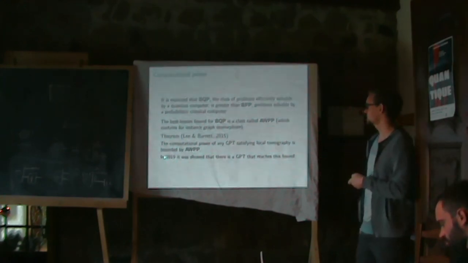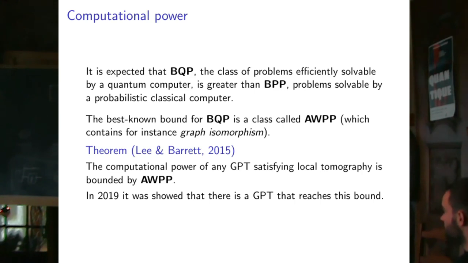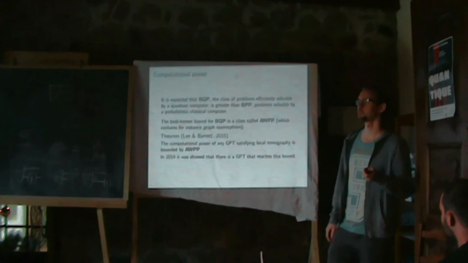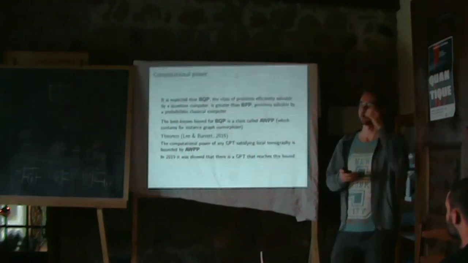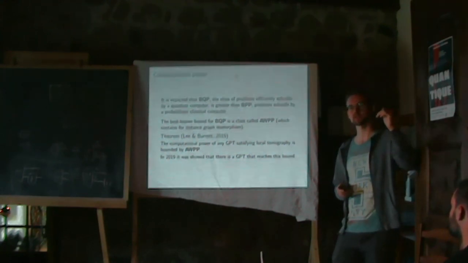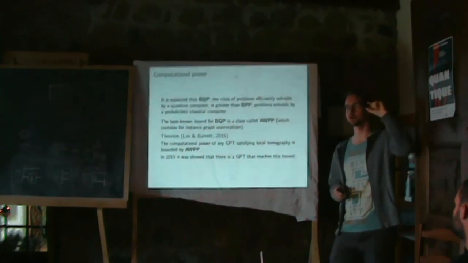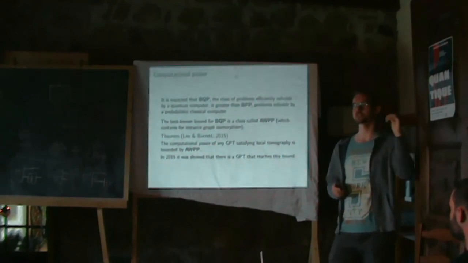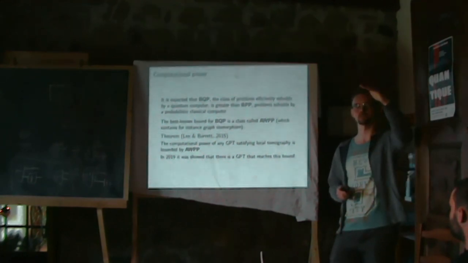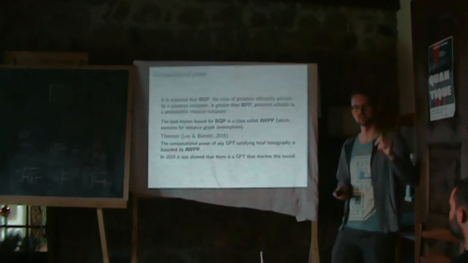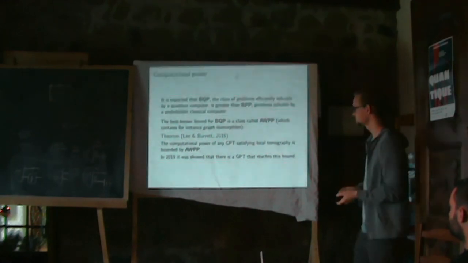I just want to say that in 2019 they also found a GPT that actually reaches the bound of AWPP. It's quite an interesting model. It's a model of Turing machines where instead of being probabilistic, it's an affine Turing machine. So your state transitions are labeled by a real number instead of a number between 0 and 1, but with the condition that your final branches must have probability 1 if you sum everything. It's quite an interesting model.